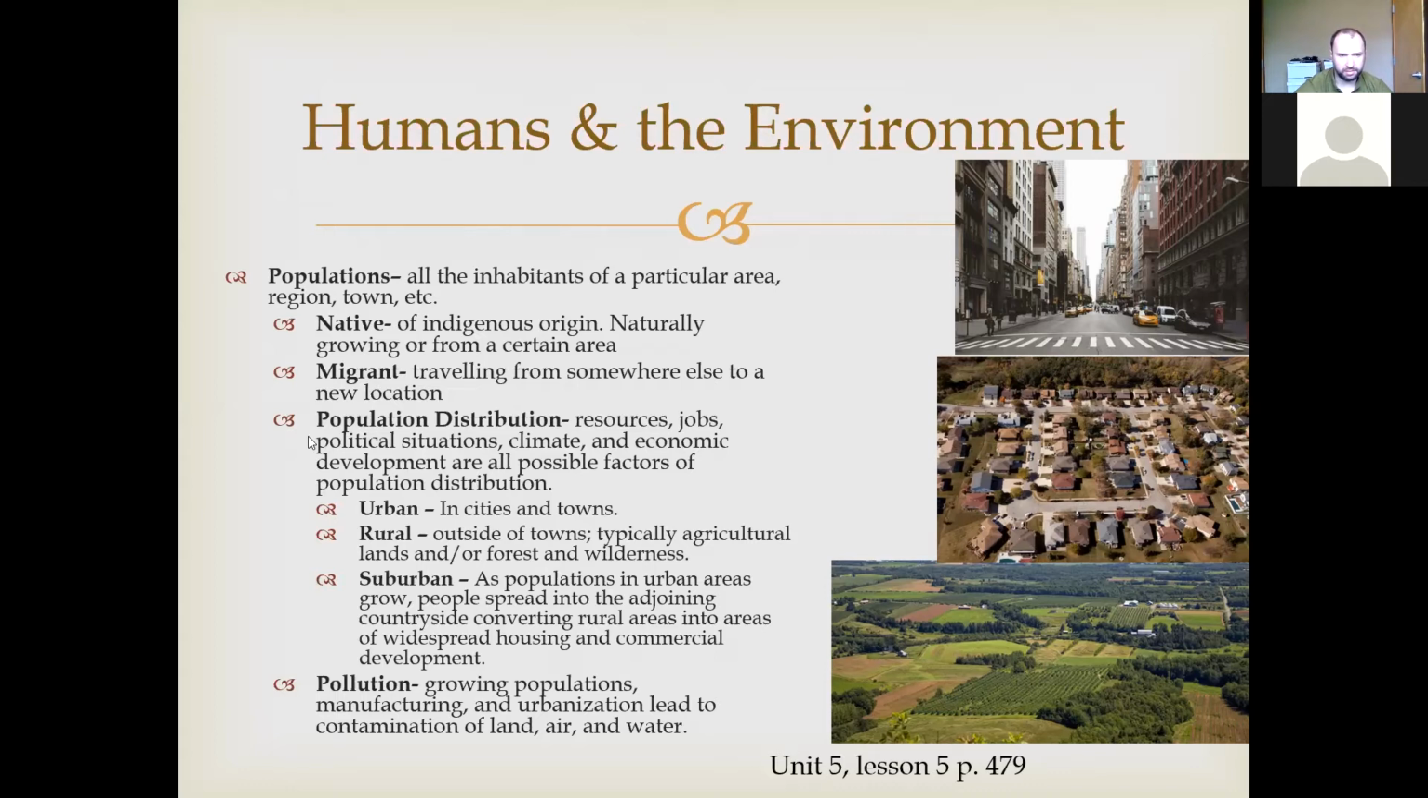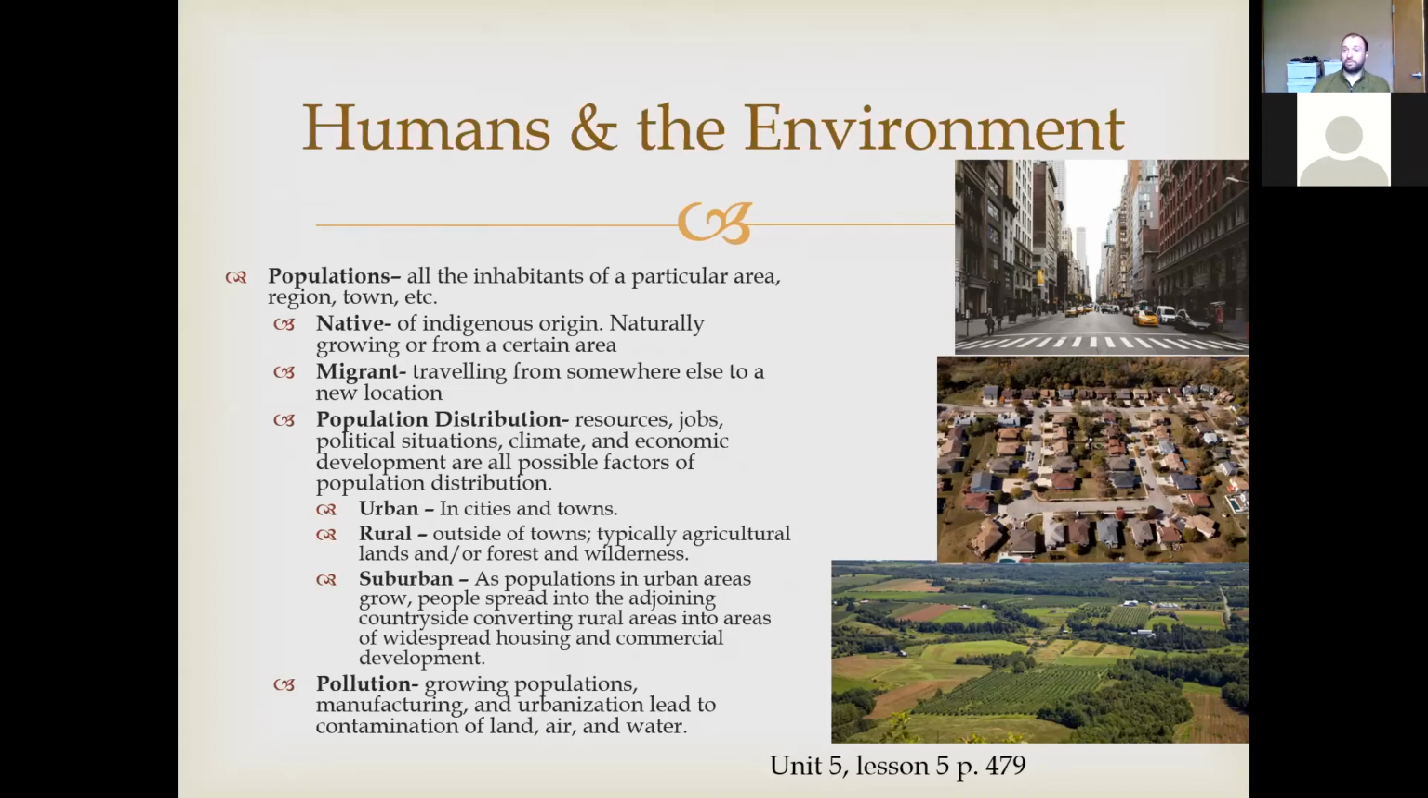And then some of this stuff here, when we talk about population distribution of any society or any country, that's basically talking about the resources, jobs, political situations, climate, and economic development, and all those things are possible factors of population distribution. So what population distribution is, is where are people living. So we lump population distribution into three groups, and you've probably heard these terms. Again, this is why we're not going to spend a lot of time on this, because it's pretty straightforward. But we have urban populations, rural populations, and suburban.